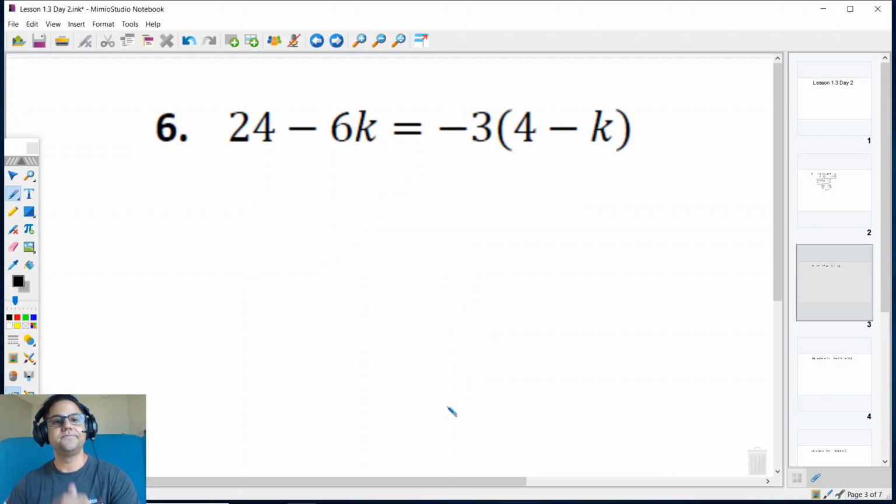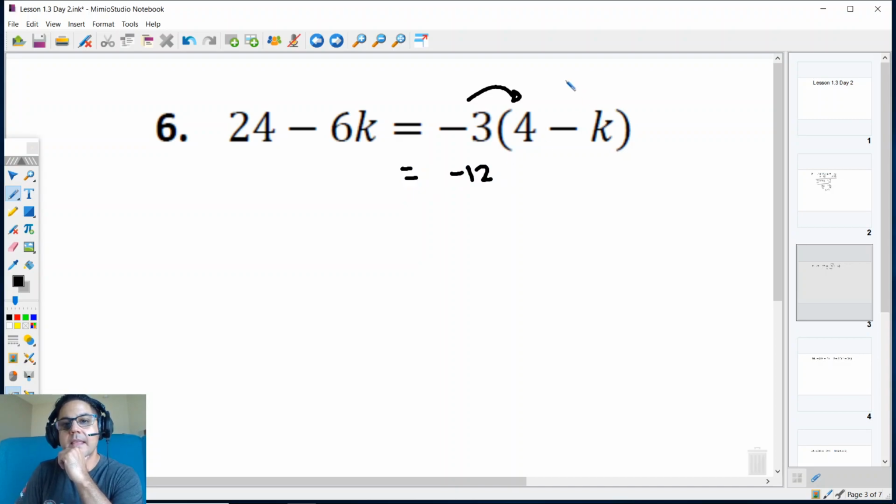All right, let's try another one. All right, left side looks good. Right side, I need to use distributive property. Negative 3 times 4 is negative 12. And negative 3 times negative k is positive 3k. I have 24 subtract 6k.